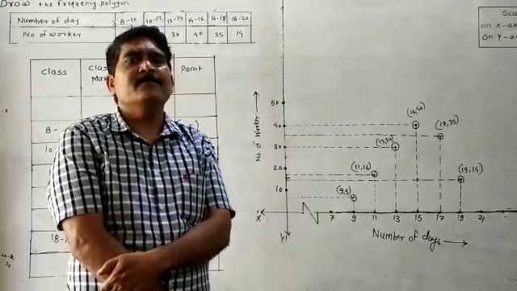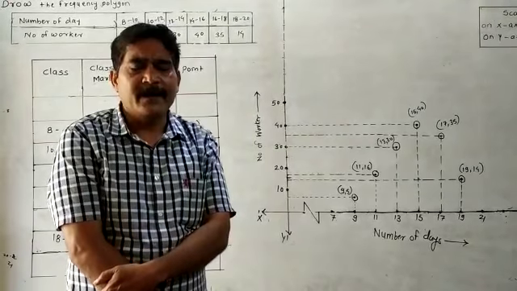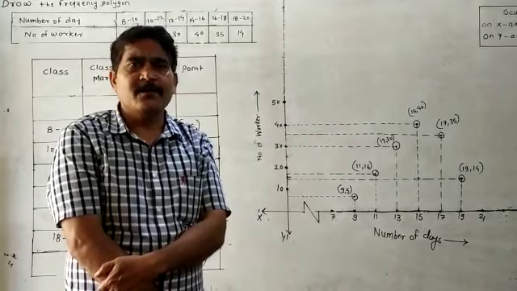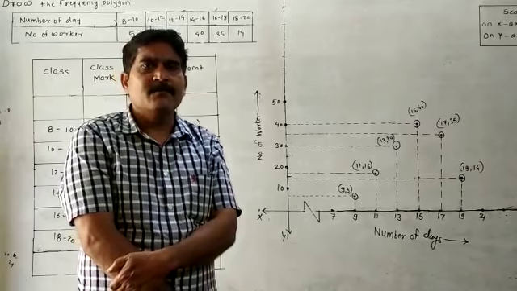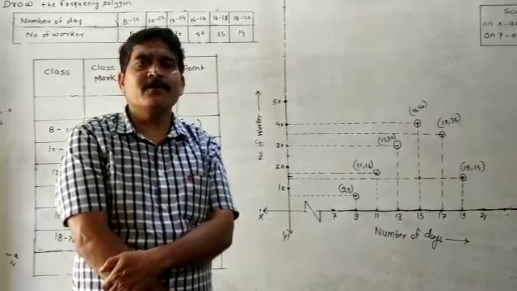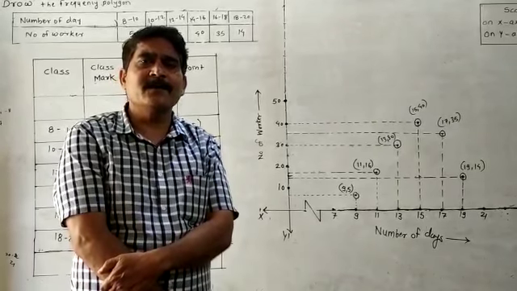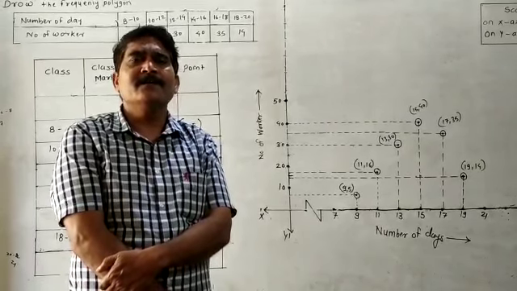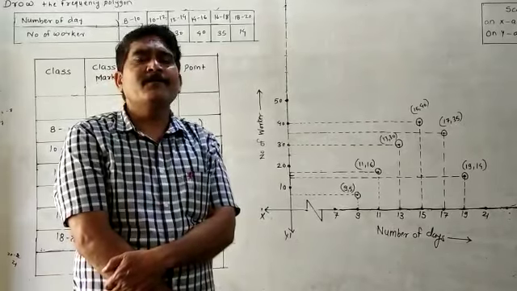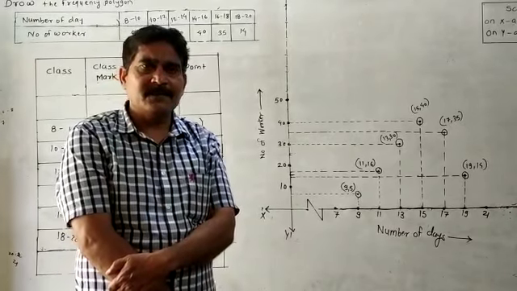Here you have to draw the frequency polygon, not the histogram. For drawing the frequency polygon, you have to first find out the class mark, and you have to draw the graph of class mark versus frequency.